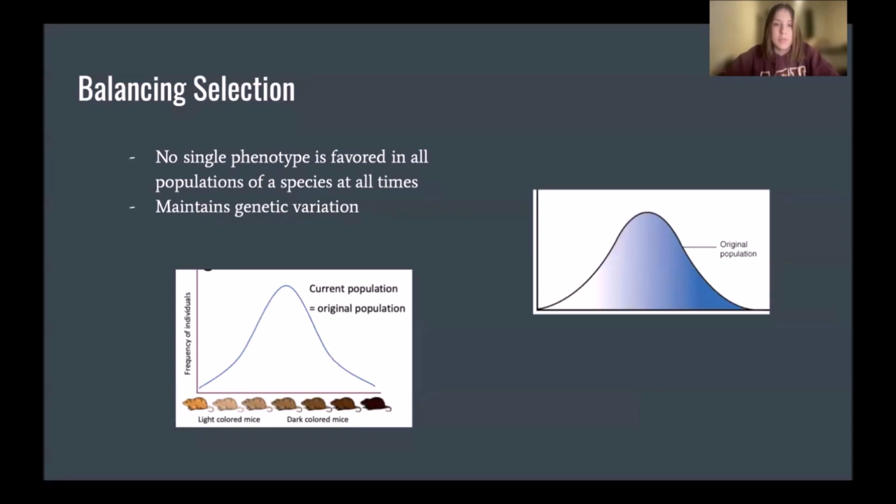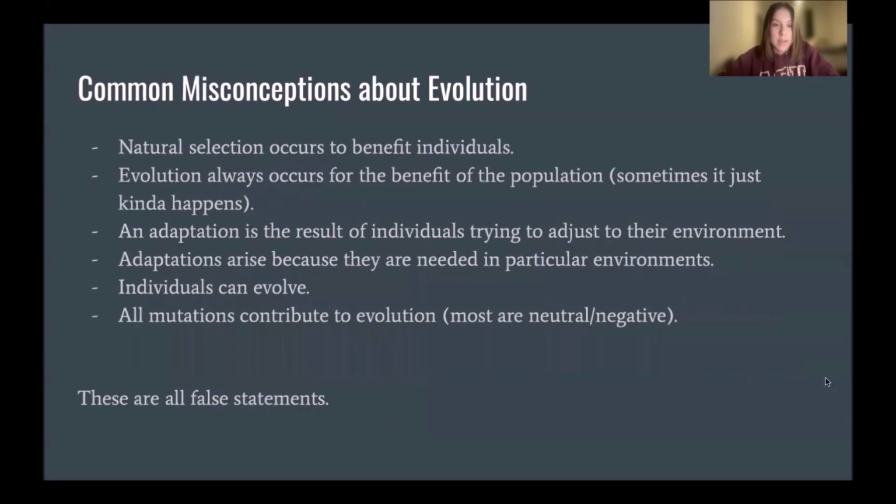So there's some common misconceptions about evolution. The first one is that natural selection occurs to benefit individuals. And the second one is that evolution always occurs for the benefit of the population. These are not true. Sometimes they just kind of happen. Natural selection and evolution are not goal-oriented. They don't occur to benefit individuals or the population. They just happen. So there is no goal behind it.